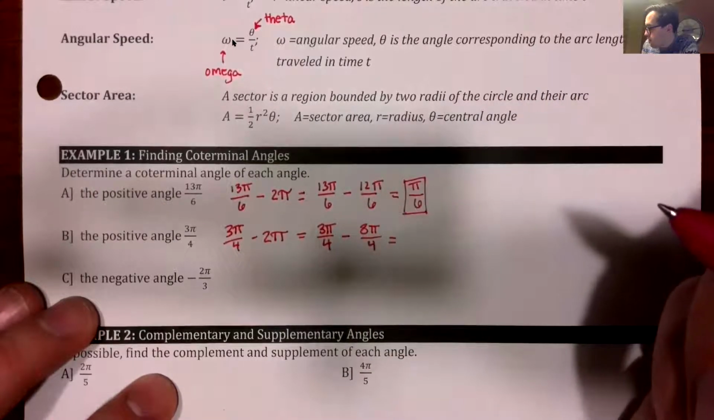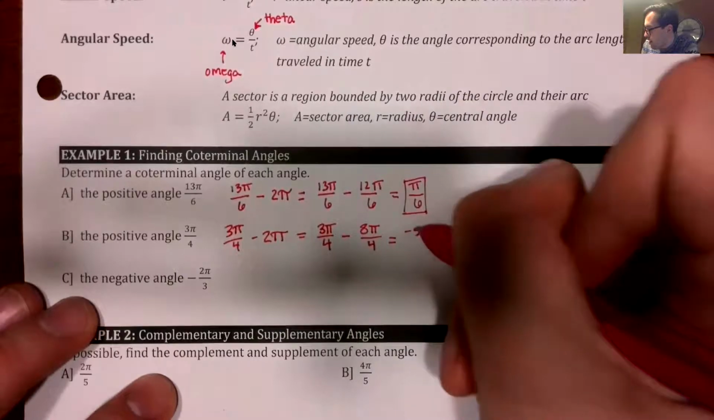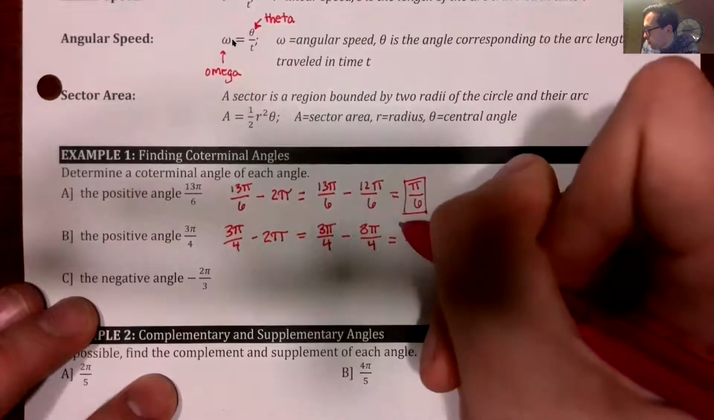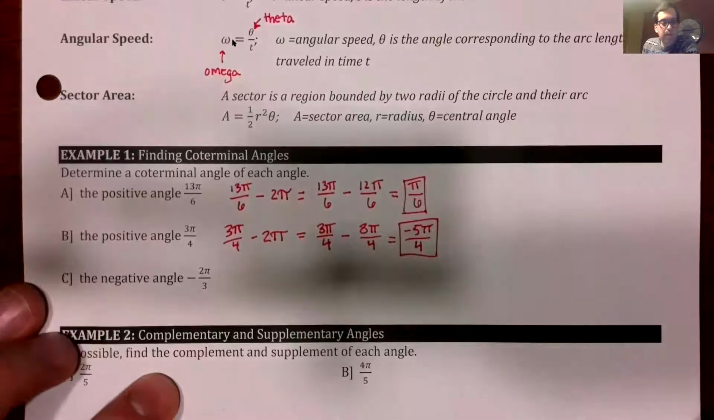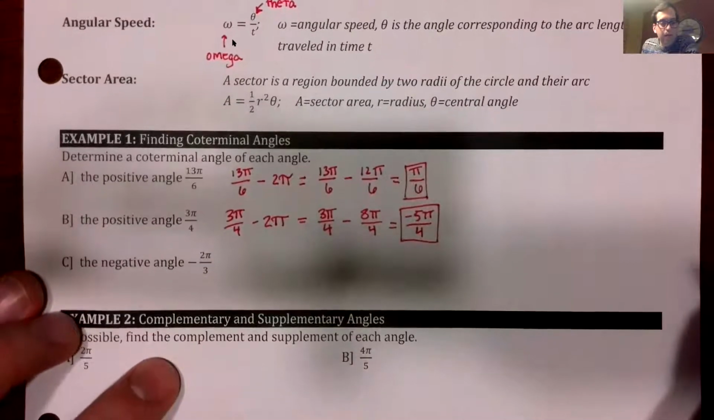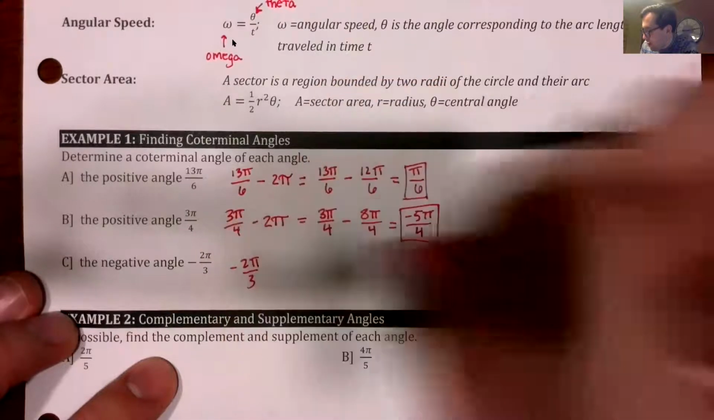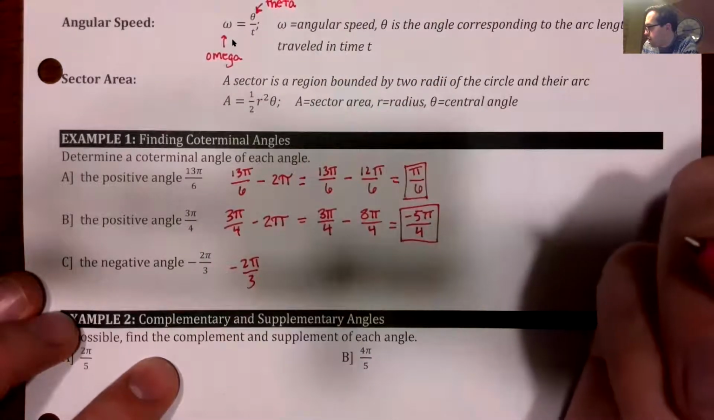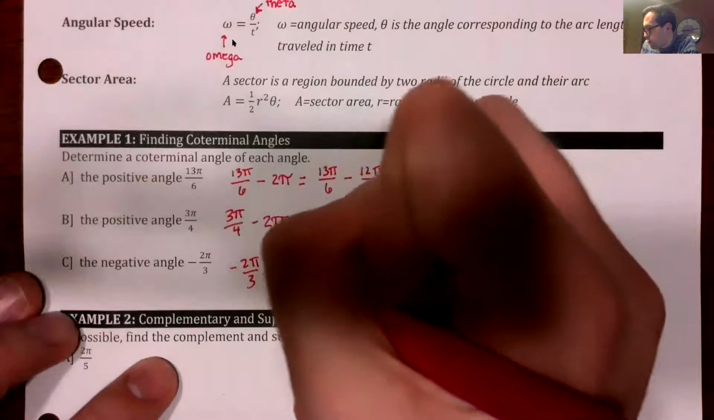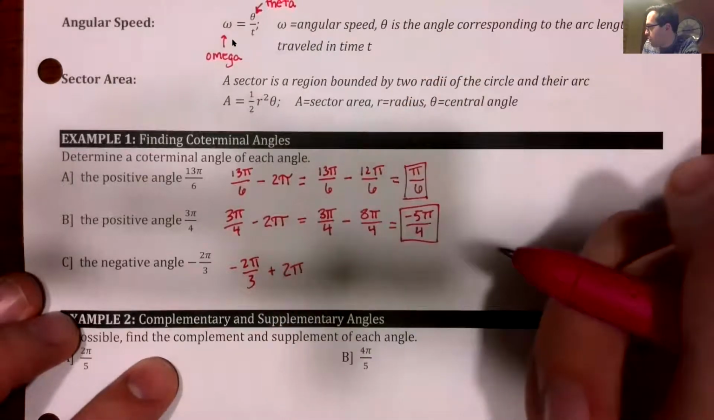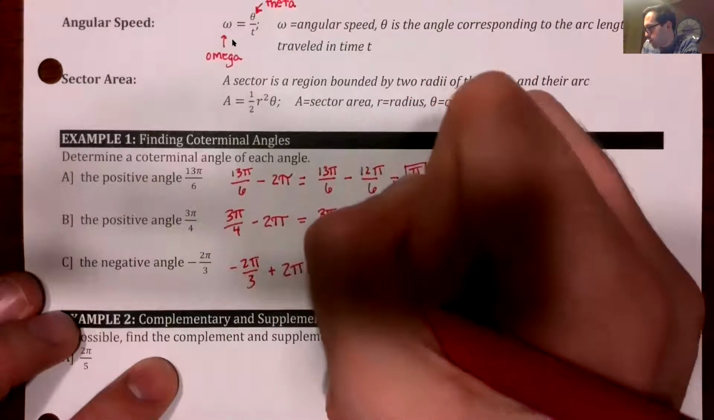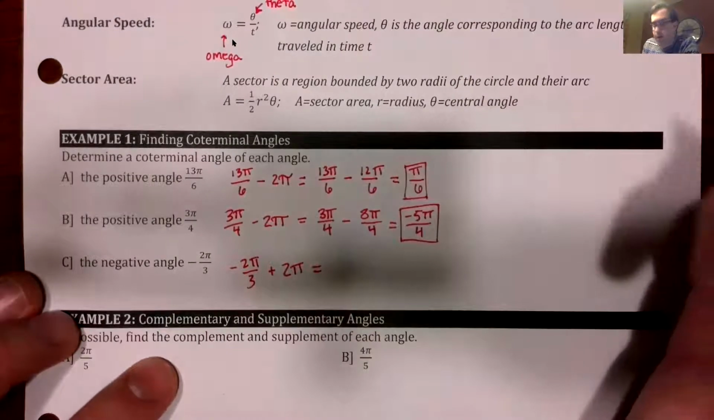And let's see, we have 3 minus 8, so that's going to be negative 5 pi over 4. In letter C, now we're starting with a negative angle, but the process is the same. We can add or subtract 2 pi. This time, because we're already negative, I chose to add 2 pi, so the number doesn't get too negative. But that was just a personal preference. You can choose either one.